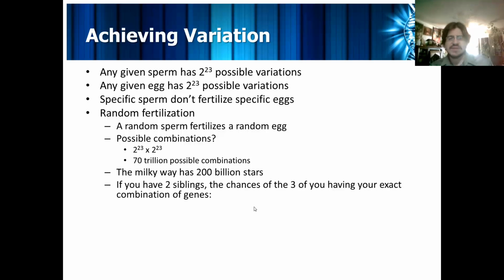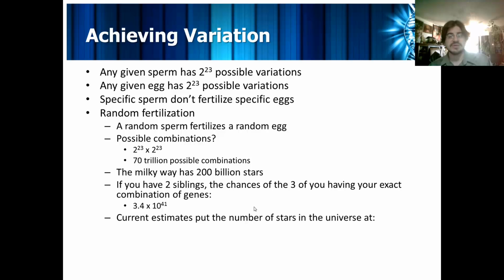But hey, a lot of us have families with more than one sibling. So I have a brother and a sister. So we each were 1 in 70 trillion possible combinations. So what are the chances of my brother, my sister, and me having our exact combination of genes that we came out with? Well, 3.4 times 10 to the 41st. That's a ridiculous number of potential combinations.